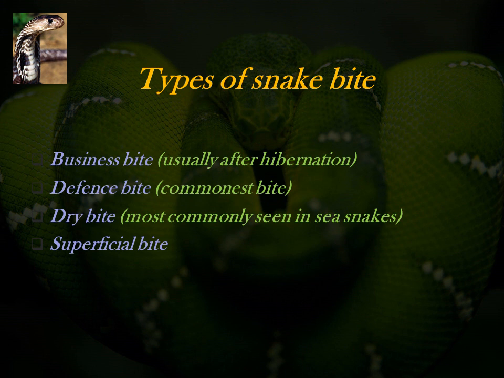The last one, but not the least, is the superficial bite. Here the snake venom is not entered into the body, mostly it is superficial, and the fangs do not penetrate deep into the skin, and naturally the chance of envenomation is nil.